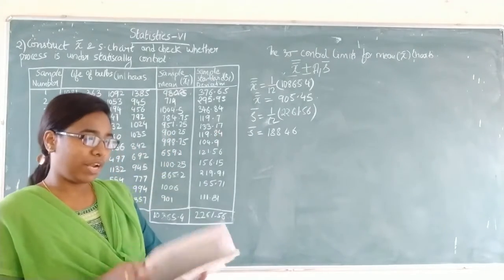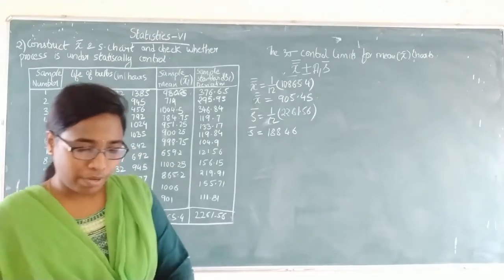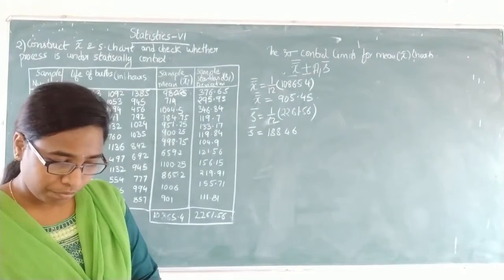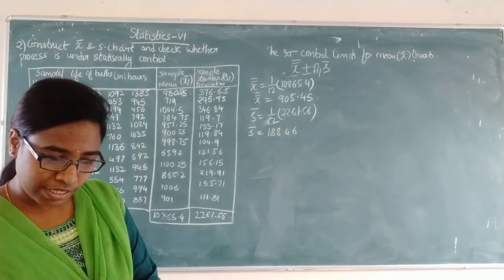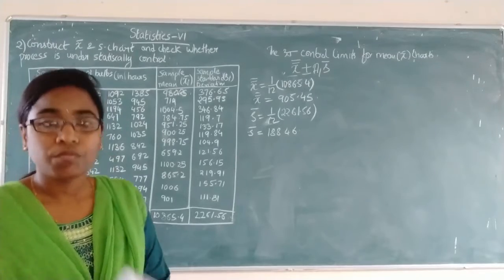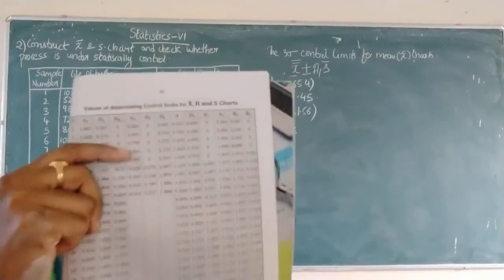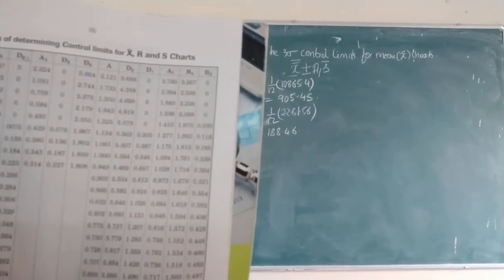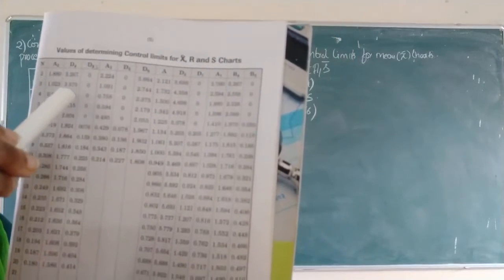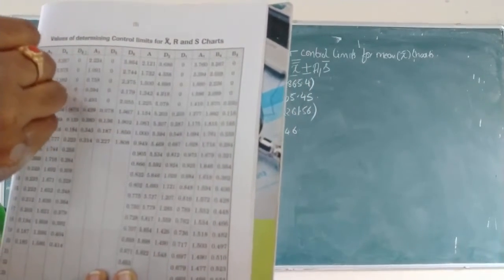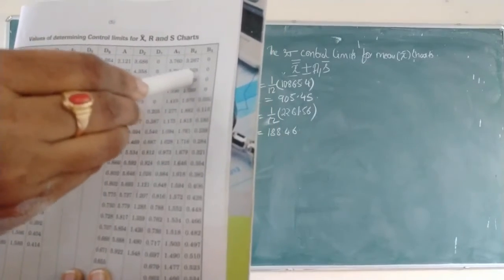But you want the A1 value, right? So the A1 value can be found by using the SQC tables. I'll show the table. I'll be sending you this table also, so that it will be easy for you to do the problems. So same table which I have shown in the previous class. First you have to select your n value, that is 4. In the third row you have n equals 4. So you want the A1 value, right? A1 is here.